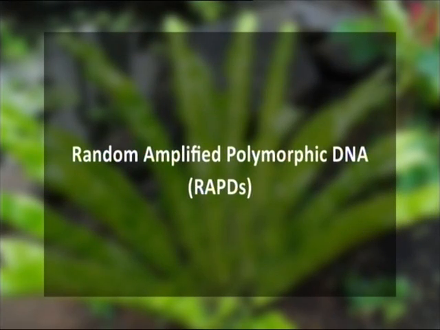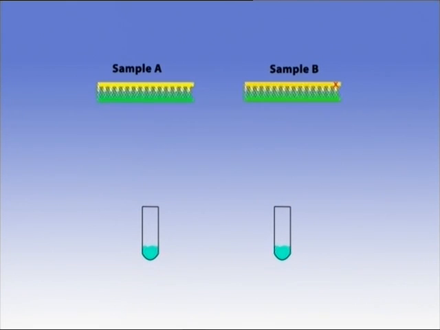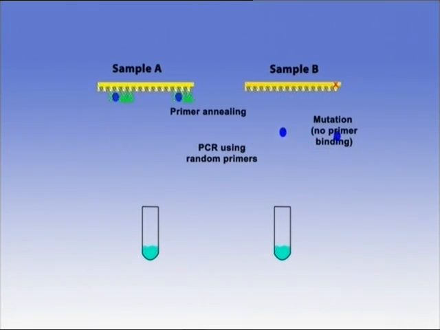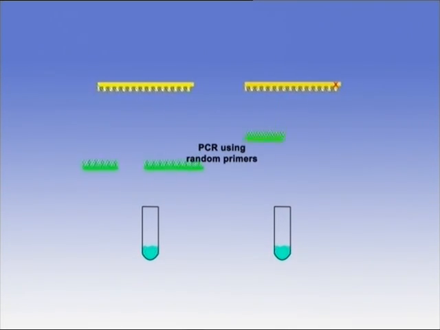Now, the second technique is random amplified polymorphic DNA, abbreviated as RAPD. This technique involves random amplification of DNA from a sample using an oligonucleotide primer. The amplification reaction is carried out at low annealing temperatures. The primers bind several sites on complementary sequences in template genomic DNA and produce discrete DNA products.